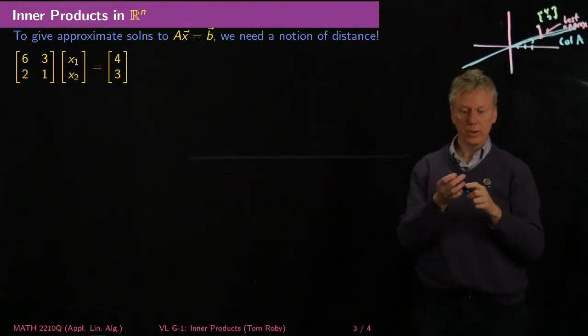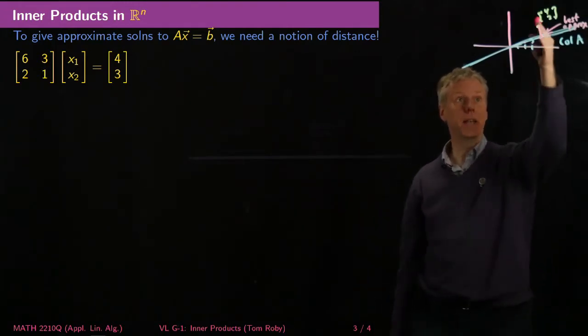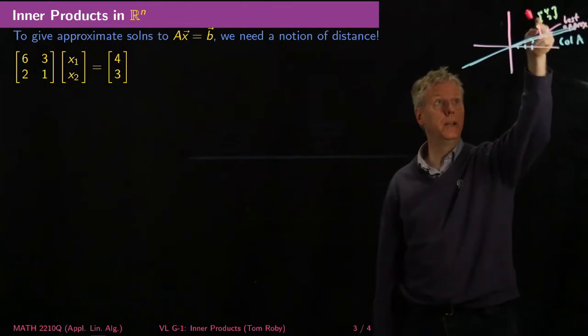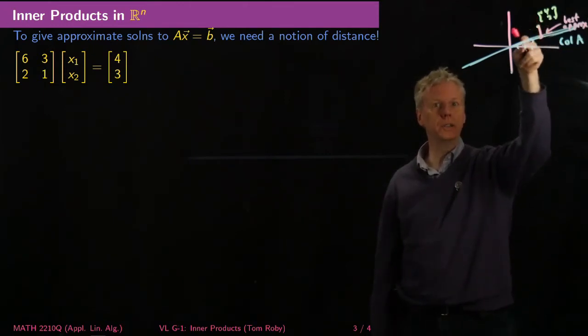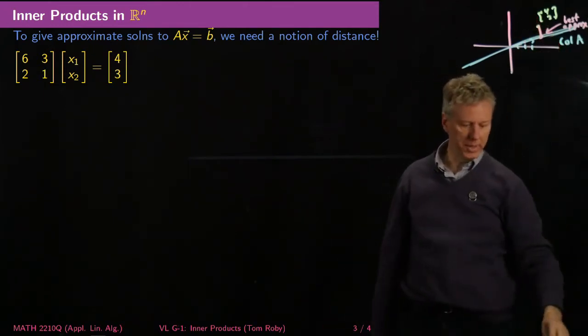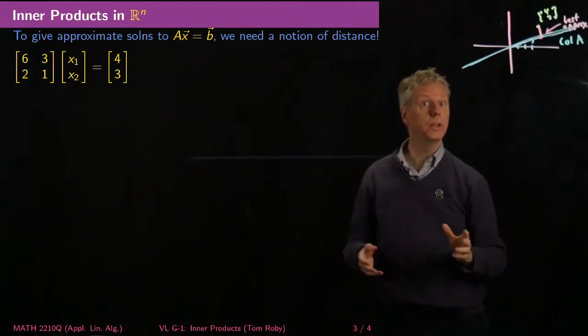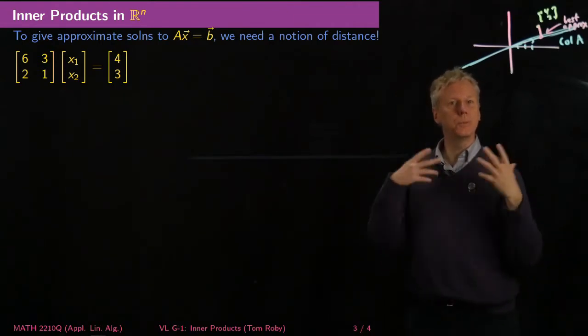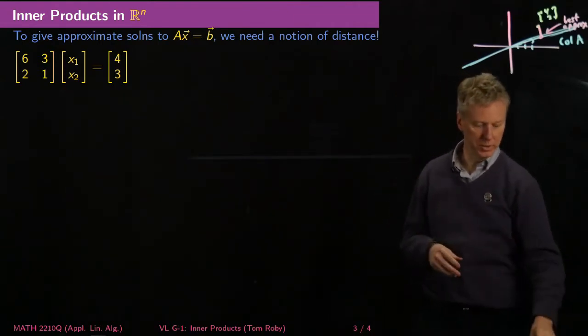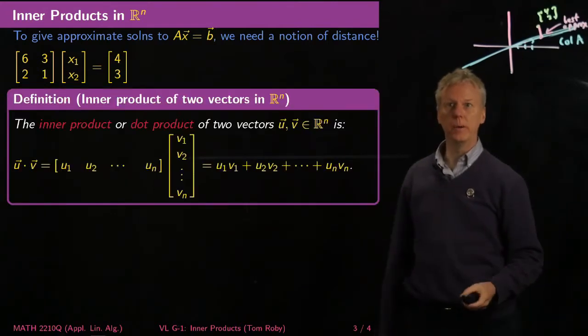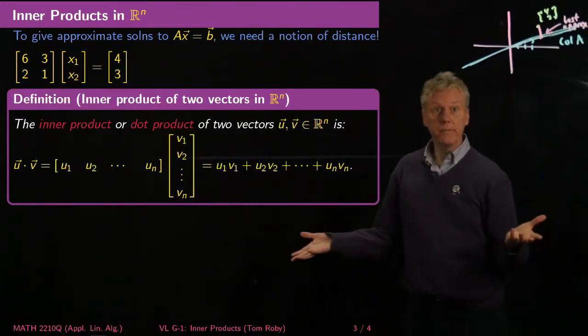In order to talk about that, I need to say what I mean by the best. Well, I mean that the distance from this point to the line is the shortest. In order to talk about distance, I really need to talk about geometry. So this is the first place where we're explicitly, in the things that we're doing in linear algebra, adding the geometrical component in. Now here's the definition.